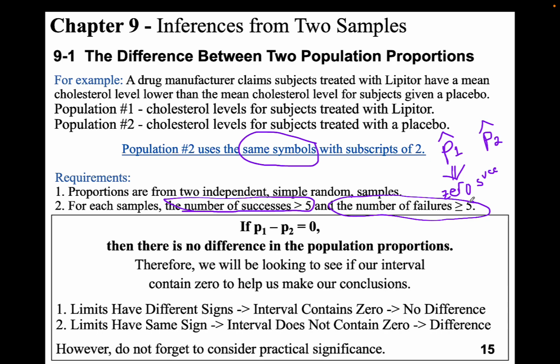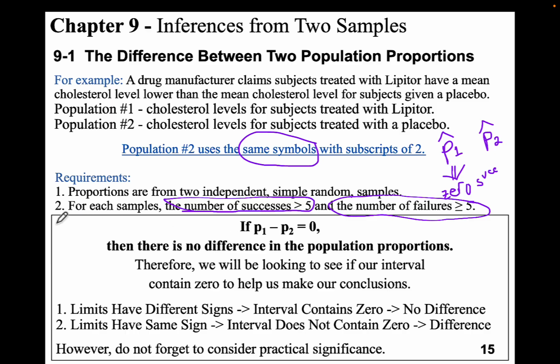All right, what we're going to do is check if P sub 1, that's the population proportion from population number 1, less the population proportion for population number 2 is equal to 0 or not. Another way to read this would be that their difference is 0 if P sub 1 minus P sub 2. So if their difference is nothing, we're going to check that. Therefore, we will look to see if our interval contains 0 to help us make our conclusion.